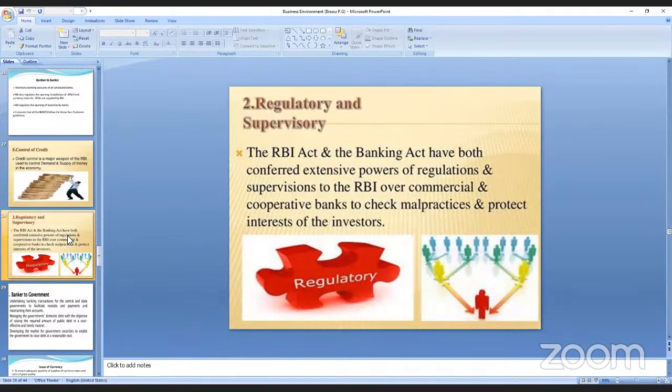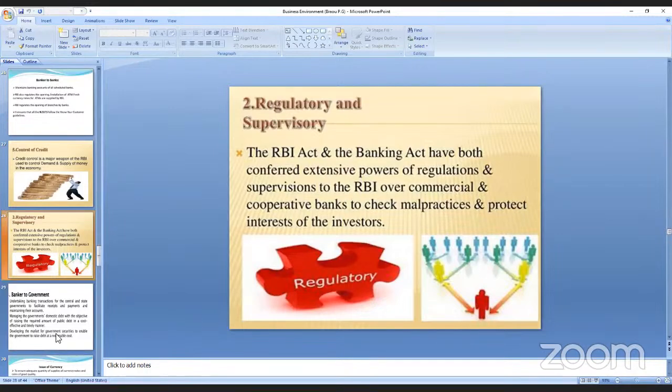So here the RBI has extensive powers of supervision over the commercial banks and cooperative banks. They check for malpractices, if banks are making mistakes. It is also part of the RBI's regulatory supervision, whether they are protecting the interest of the investors or not. Is it clear? Yes, ma'am.